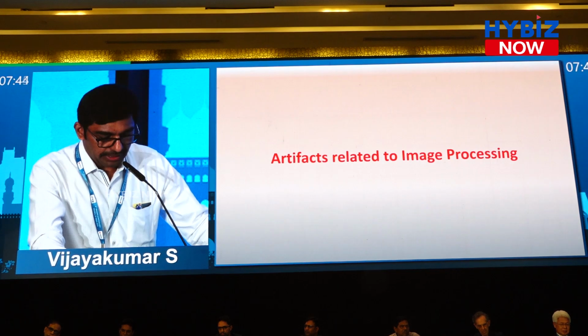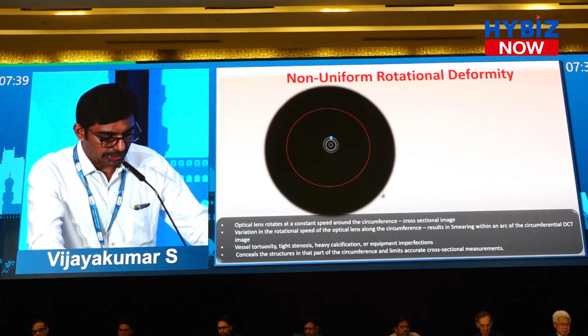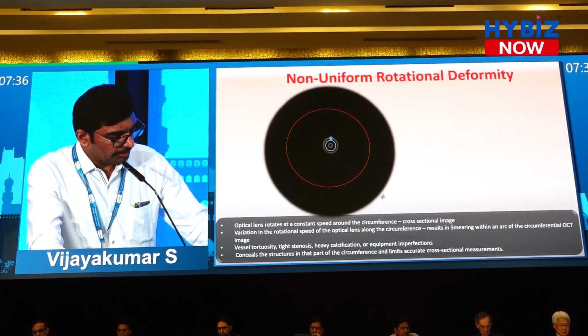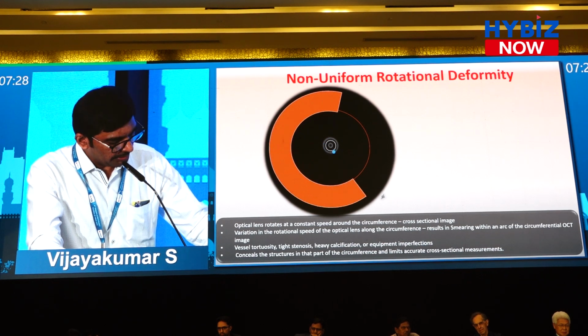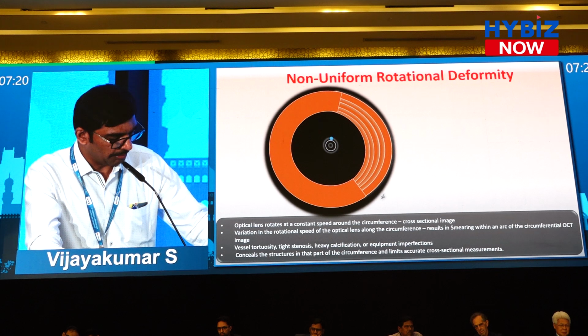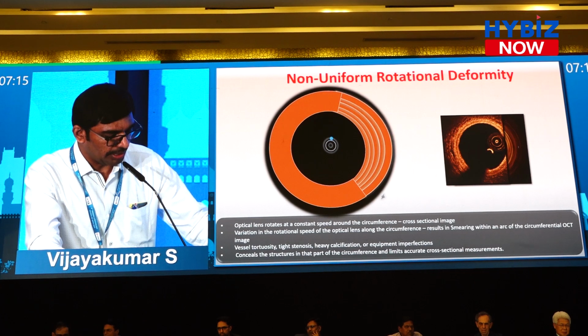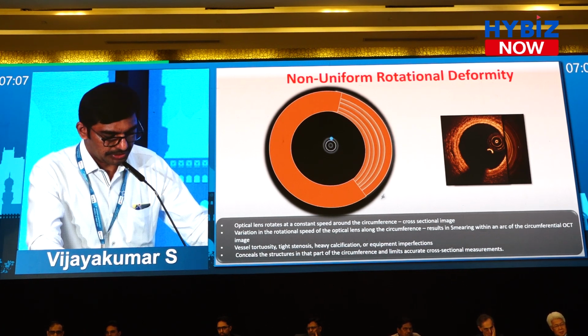There are three artifacts which are related to image processing. The first one is non-uniform rotational distortion. The optical lens rotates at a constant speed around the circumference. That results in the cross-sectional image. When there is a variation in the rotational speed of the optical lens along the circumference, that results in smearing within the arc of the circumferential OCT image. Usually it occurs in vessel tortuosity, tight stenosis, heavy calcification, or equipment imperfections. You cannot see the structures in that part of the circumference, which limits accurate cross-sectional measurements.